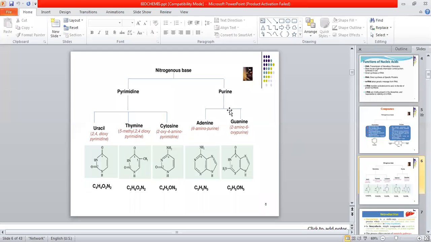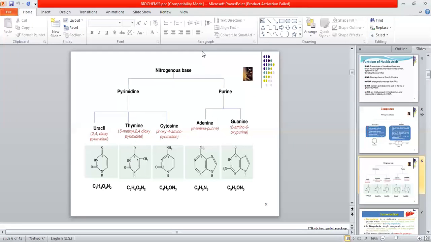So purine is subdivided into adenine and guanine, and pyrimidine is subdivided into thymine, cytosine, and uracil. So adenine, guanine, thymine, and cytosine. These four are found in our DNA, right? These four are found in our DNA, while in the case of RNA, this thymine is not found.